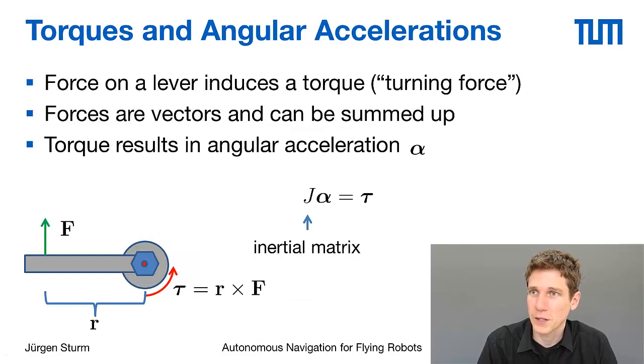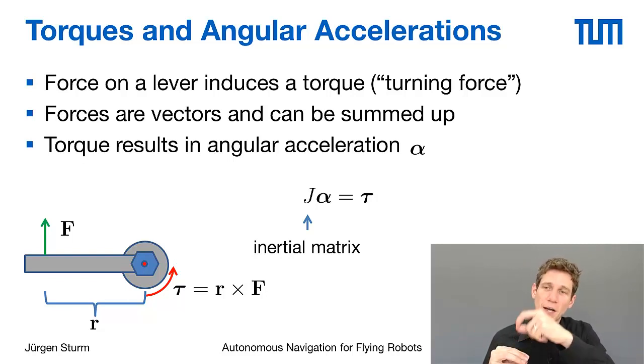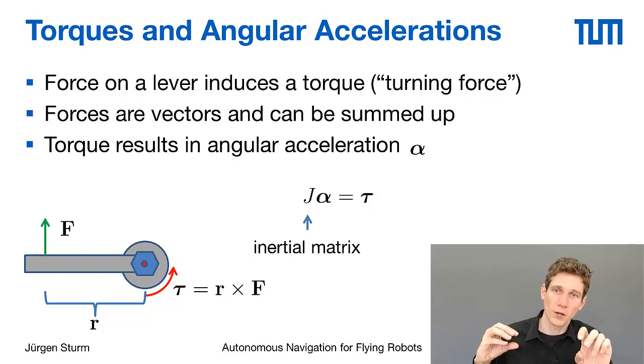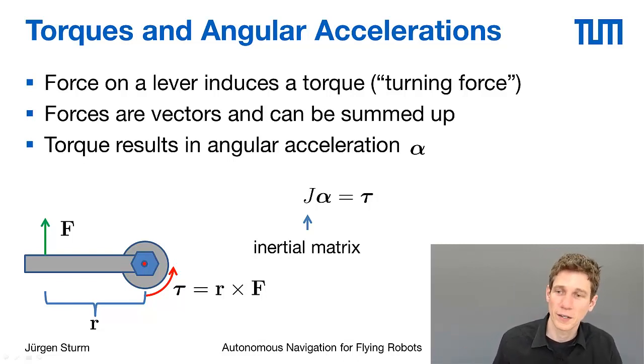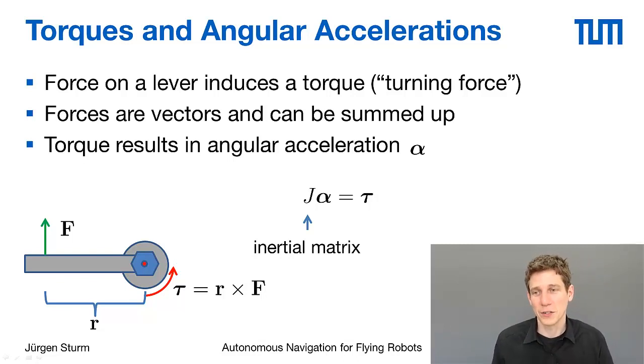A torque is, you could say loosely speaking, the turning force. So if you have a lever arm that you try to move, you can apply a force on one side, and that will induce a torque on the rotation axis. And this torque that is generated depends on two things. It depends on the force, of course. The more force you apply to the lever arm, the more torque you get, and it depends on the distance of the place where you apply the force and the rotation center, which is denoted here in this graphic by r.